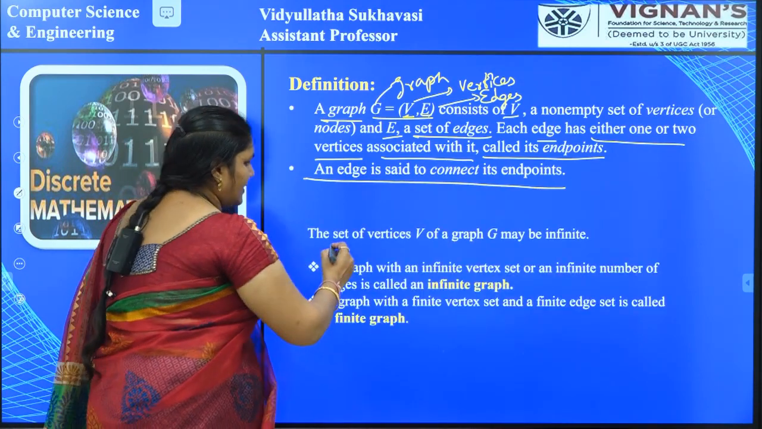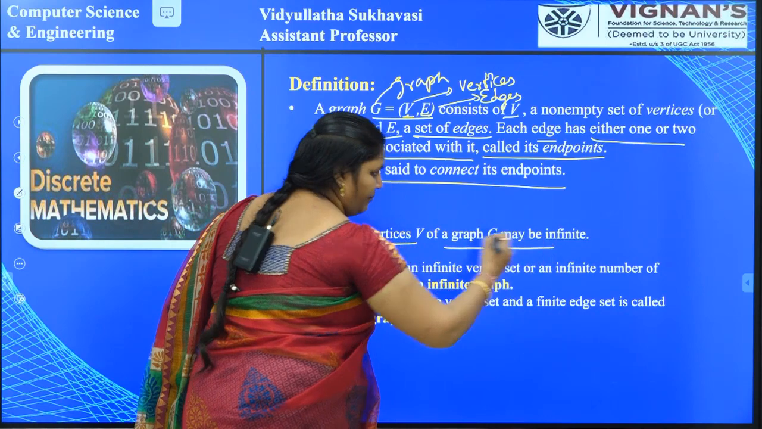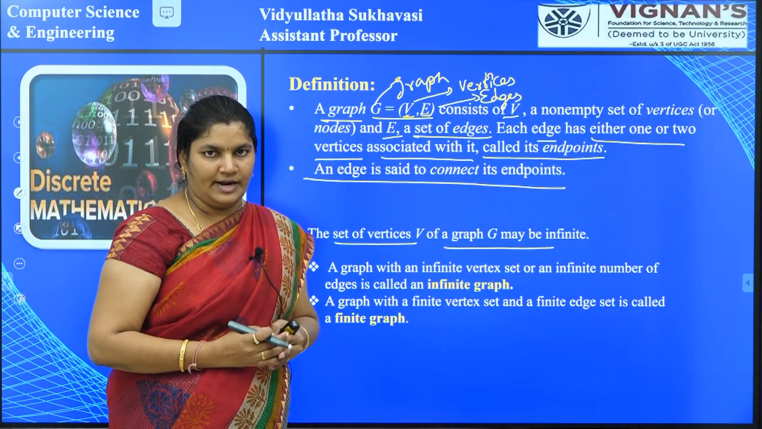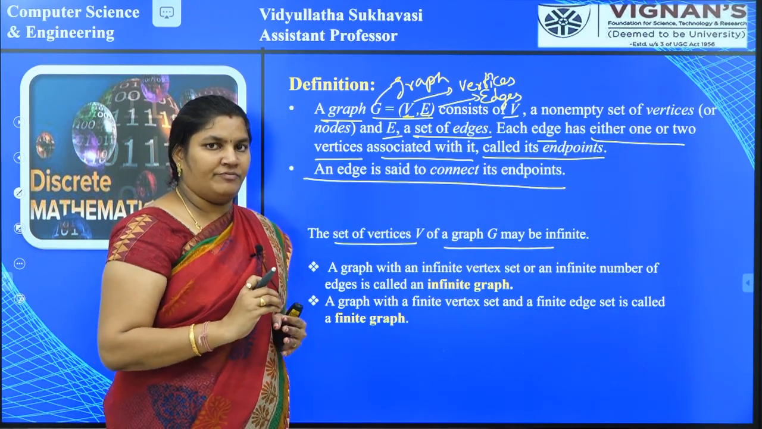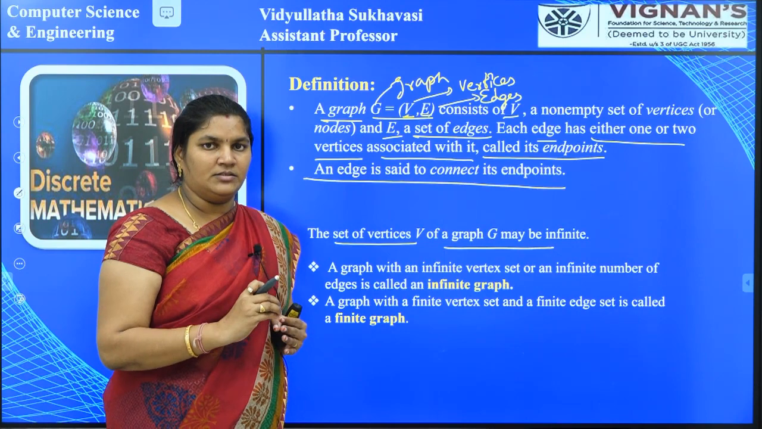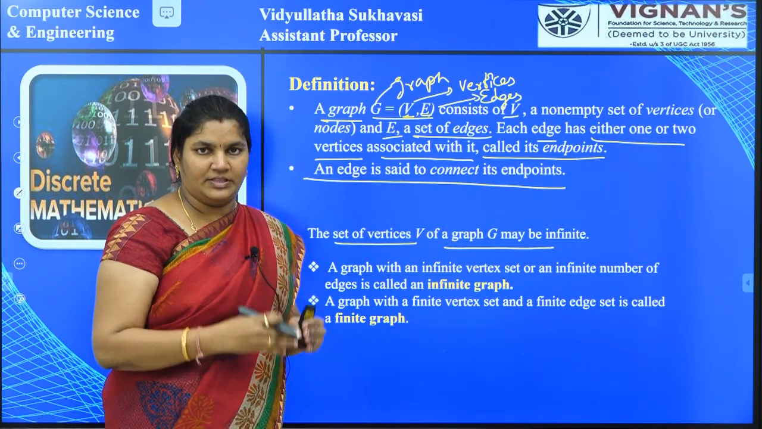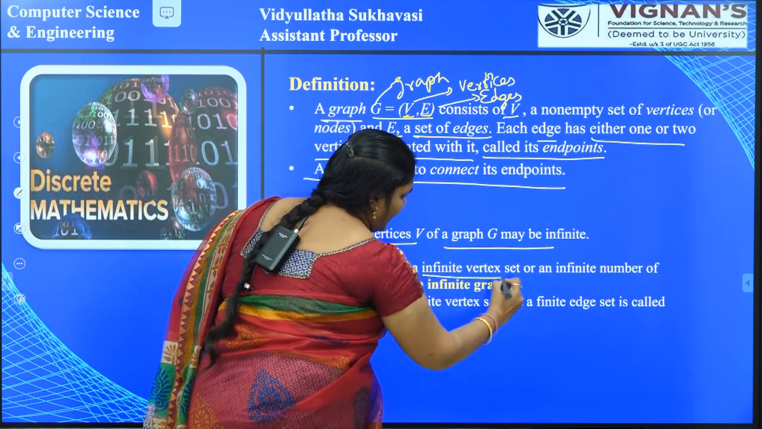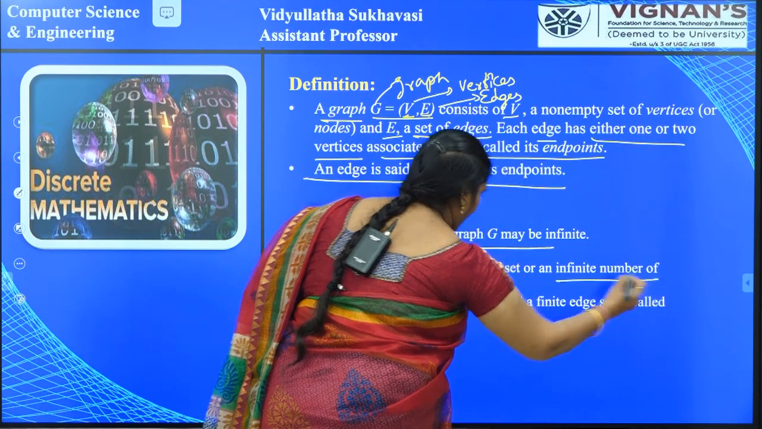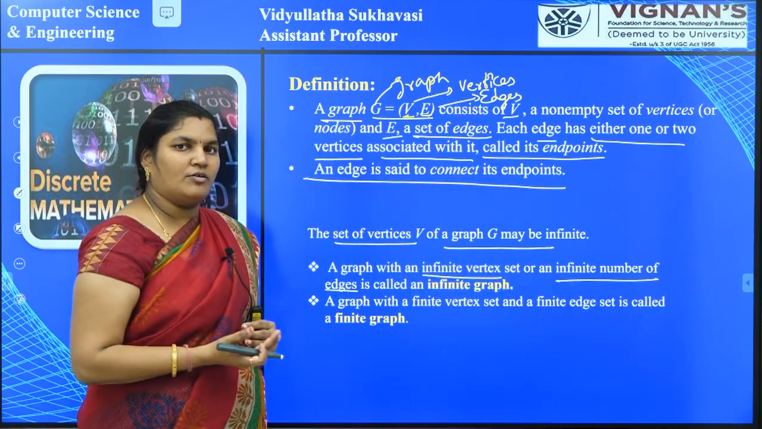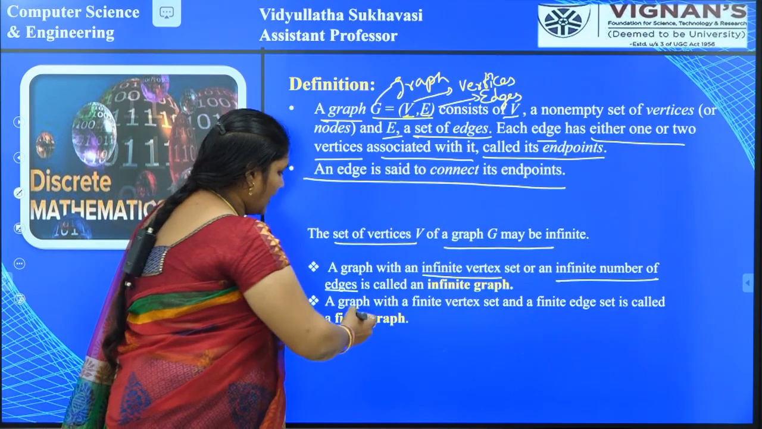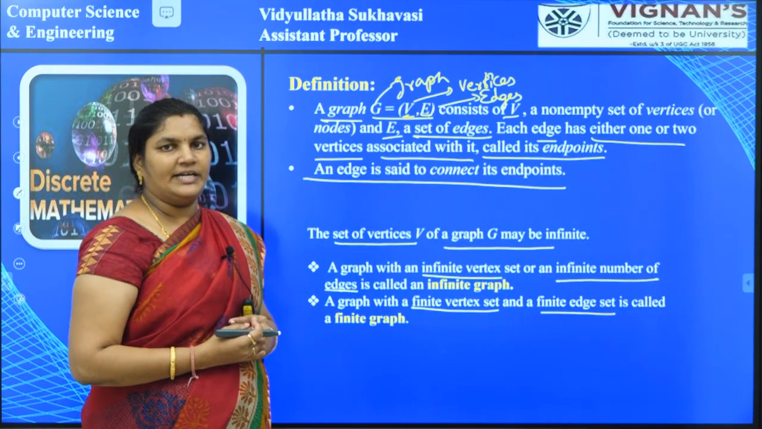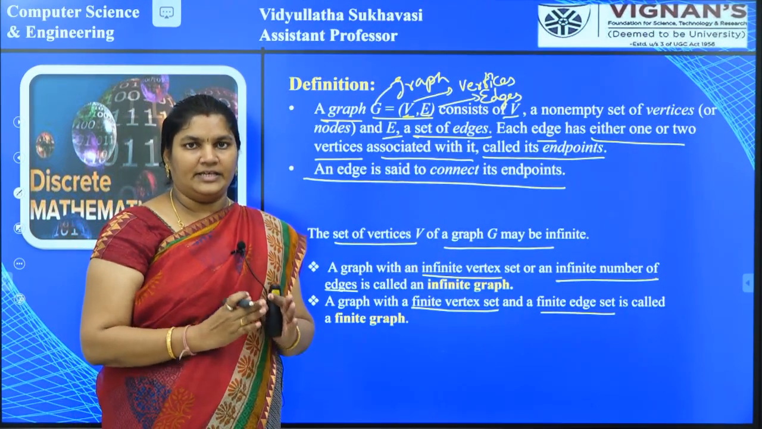The set of vertices V of a graph G may be represented as an infinite graph or a finite graph. When we represent a graph with infiniteness, it means we don't know how many vertices we have in that particular graph. A graph with an infinite vertex set or an infinite number of edges is called an infinite graph. A graph with a finite vertex set and a finite edge set is called a finite graph.